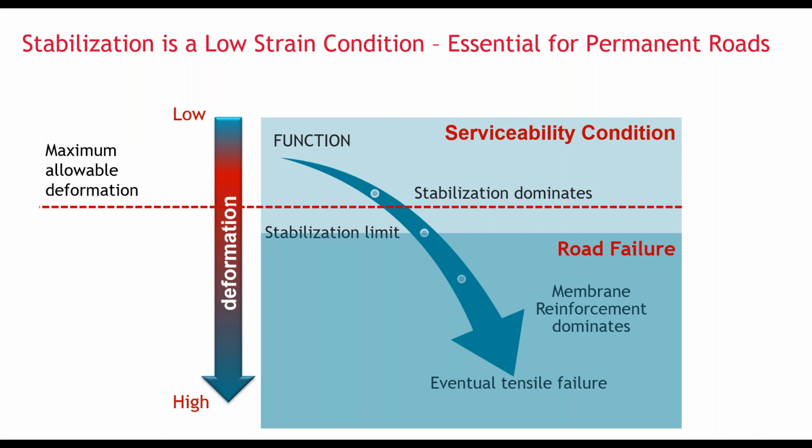Those who insist on specifying ultimate tensile strength and ultimate strains, or even specifying load at strains 2% and 5%, are designing for a failed condition, therefore, way beyond the serviceability limit of a road. Stabilization is about controlling the movement of particles and limiting deformation. That is the only suitable approach for permanent roads.